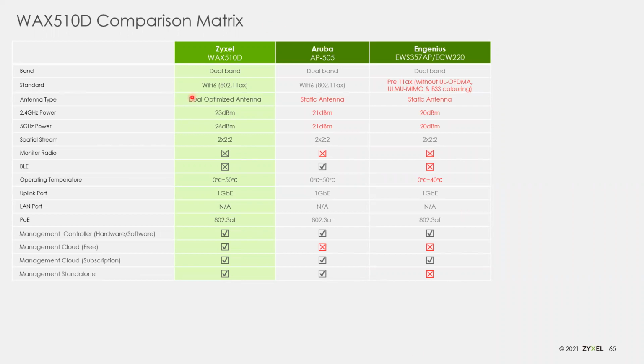Now, one of the key things here is we have support for full Wi-Fi 6. With the Ingenius products here, these are using chipsets from the early days of Wi-Fi 6 that are missing most of those important features that are part of Wi-Fi 6. So it's very similar to our NWA50AX as far as them missing out on upstream OFDMA, upstream MIMO. They're missing out on BSS coloring. We offer that dual optimized antenna versus static here on the Aruba and the Ingenius product. Higher output power than the Aruba and Ingenius product.